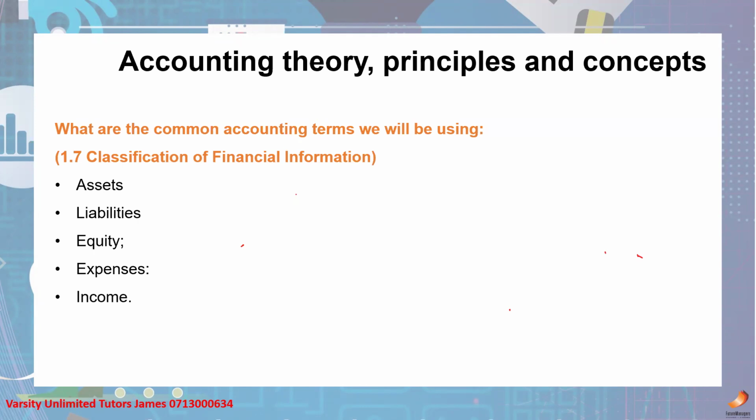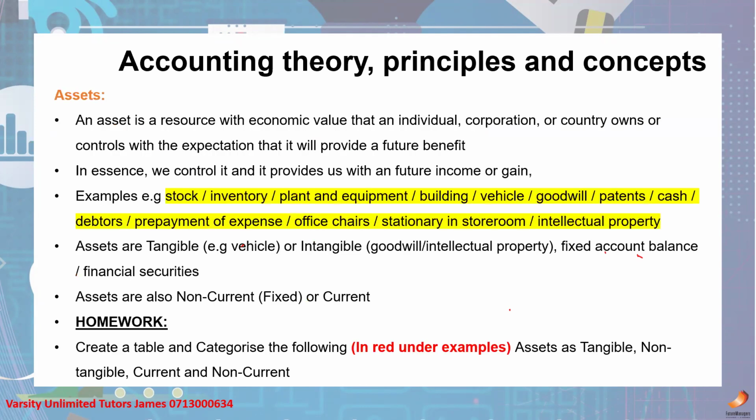So there are 5 key terms that you need to understand when you're doing accounting. That is: what is an asset, what is a liability, what is equity, what is expenses, and what is income. When we are talking about an asset, we are talking about something or a resource that has an economic value to a business. It has to be something that you control.